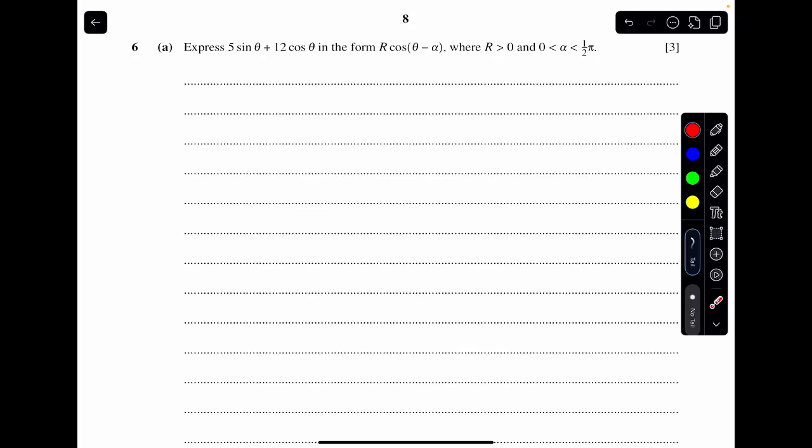Right guys, now for number 6a, we've got 5 sine theta plus 12 cos theta. It wants us to express it in this form, right? So, you know the drill, 3 marks, therefore 3 minutes. Let's get the timer on in 3, 2, 1, let's go.